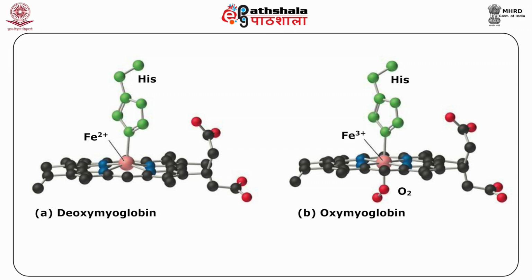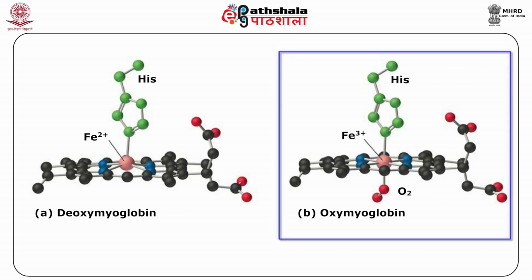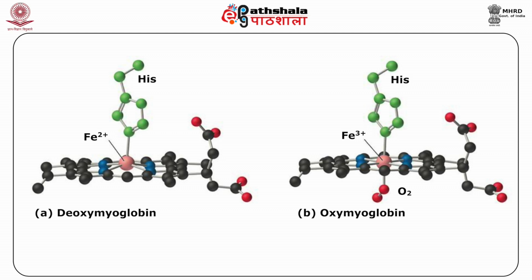When oxygen binds to deoxymyoglobin to form oxymyoglobin, the iron is converted from the 5-coordinate high spin to the 6-coordinate low spin. Because low spin ferrous is smaller than high spin ferrous, the iron atom now moves into the plane of the porphyrin ring to form an octahedral complex, as you can see in the figure.